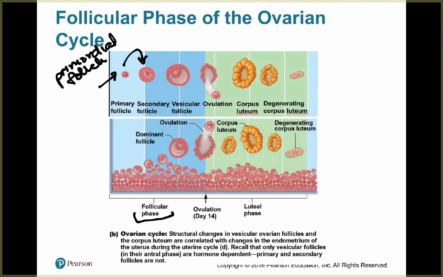And so the secondary follicle now has more than one layer around it. So this is when the follicular cells will turn into granulosa cells here. And at this time, the granulosa cells and the oocyte are going to guide one another to help them develop. From here, the secondary follicles become the vesicular follicle.